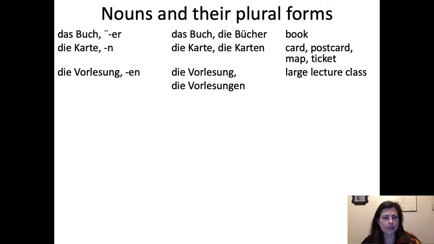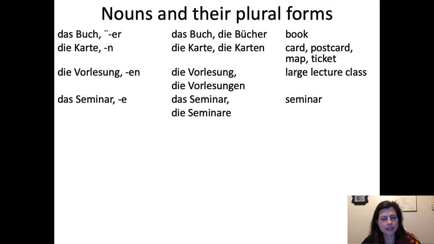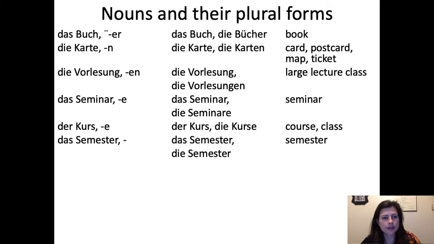And then if it ends in ung, it's always going to have that en suffix to make it plural. Die Vorlesung, die Vorlesungen. And then das Seminar just takes an e to make its plural: die Seminare. Der Kurs takes an e as well: der Kurs, die Kurse. Das Semester doesn't take any ending. Very often when a noun ends in er or el, it doesn't take any suffix to make it plural. It's like the example we had, deer in English. One deer, two deer. Das Semester, die Semester.